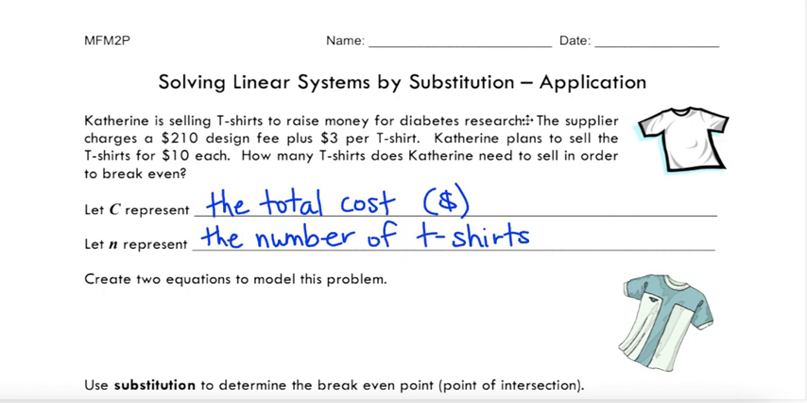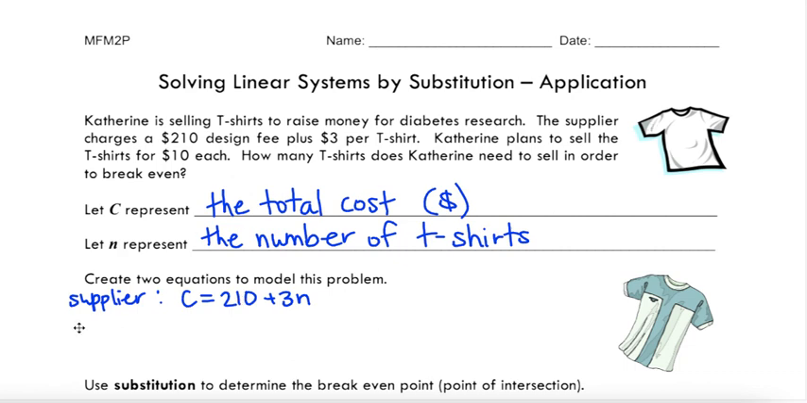So we're going to create an equation that is going to represent the situation for the supplier. The equation for the supplier would be that the total cost would be the $210 for the design fee, plus $3 for every t-shirt. Remember that $3 per, or anything per, means that's multiplication by our variable. So our formula for the supplier is the cost equals $210 plus $3n.